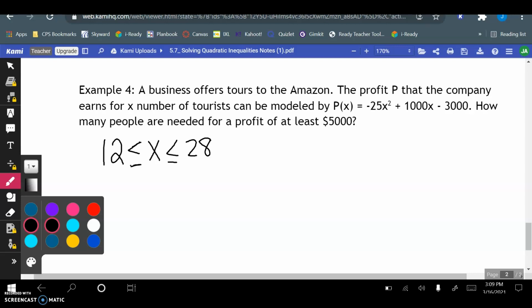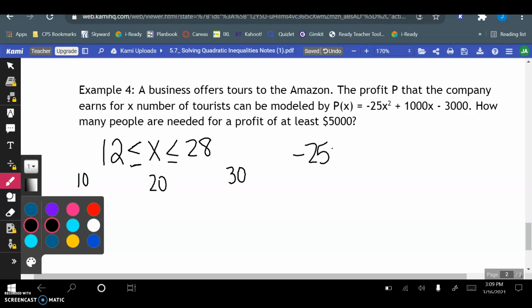So what you want to do is pick a number smaller than 12. So I picked 10. Then a number that's between the two numbers. So between 12 and 28, I would pick 20. And then one that's larger than 28, so I would pick 30. And then you want to plug them into your equation.